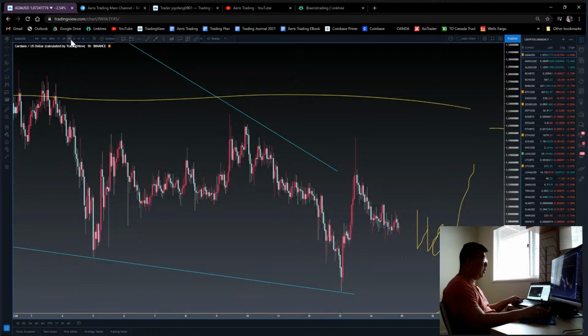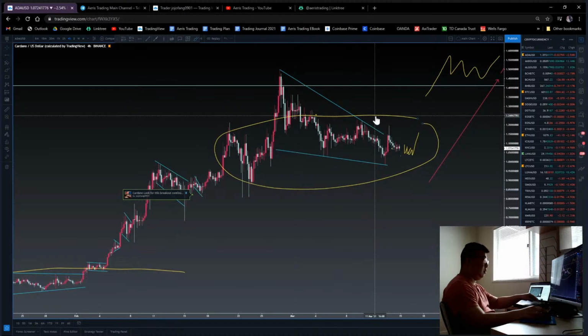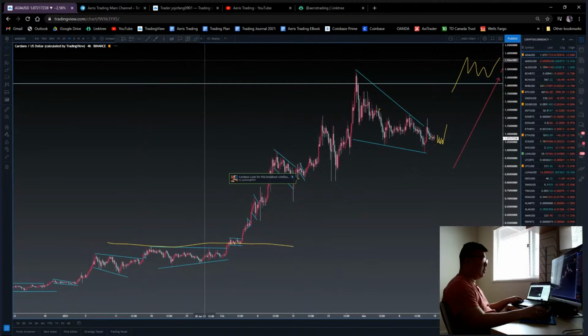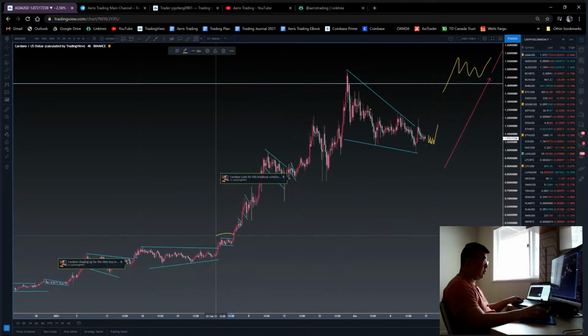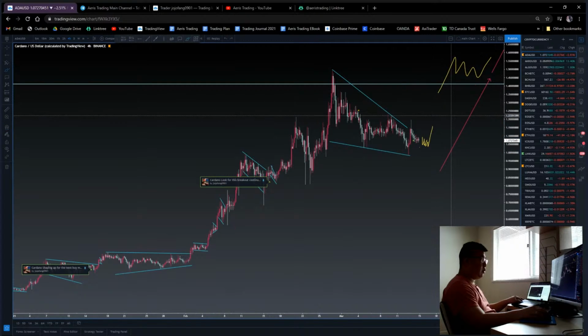for confirmation, right? What we do for confirmation is, is there a structure there that we see? Is there a correction after we see a strong breakout? So we're waiting for a correction after the breakout to confirm the buy.